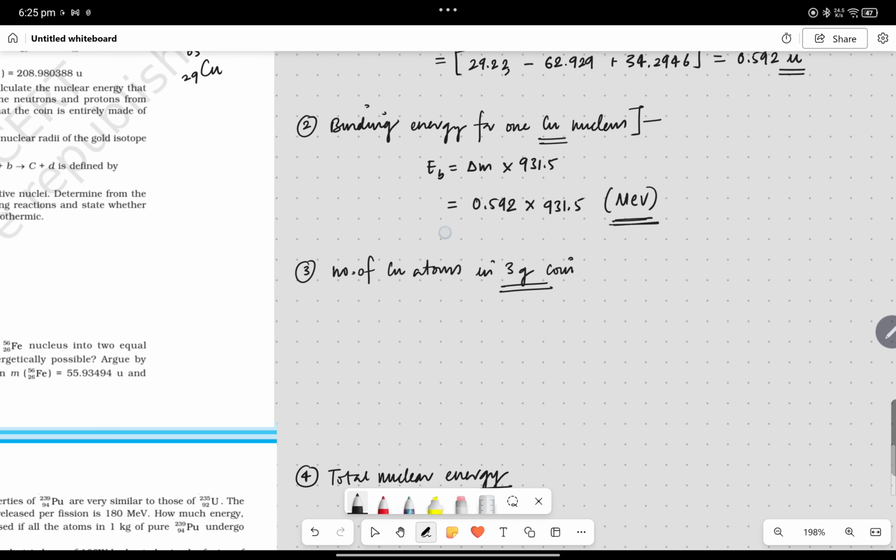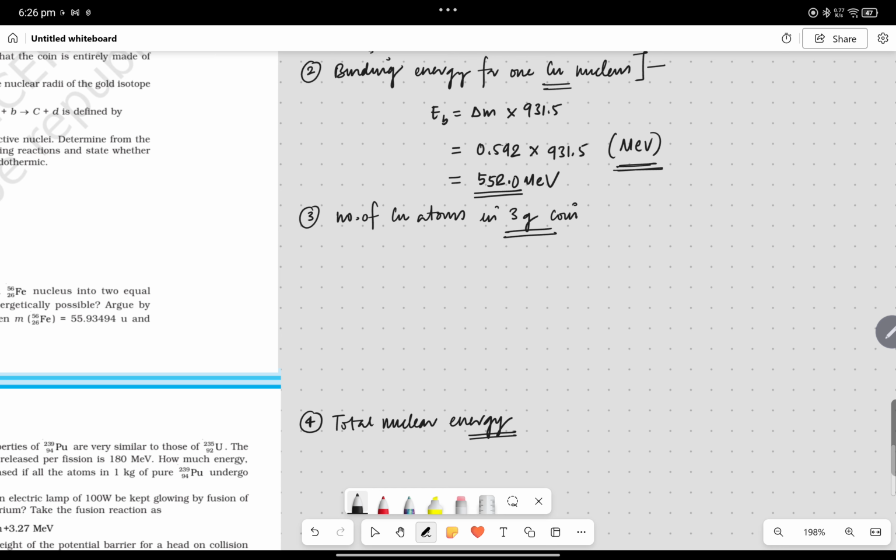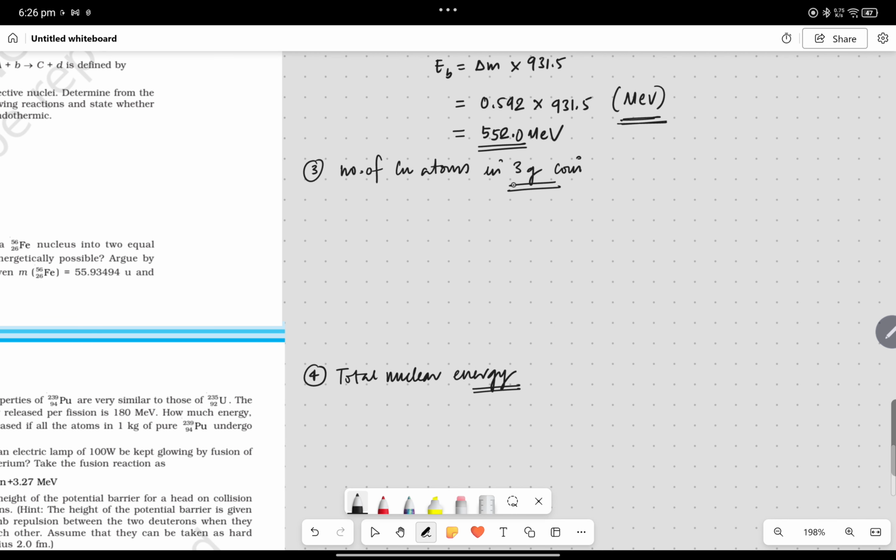Then after calculating this, the binding energy for one Cu atom is equal to 0.592 U, sorry, what am I writing, it is 0.592 multiplied by 931.5, okay? So this value you are going to get is 555.20 mega electron volt, right? 55.552 mega electron volt, okay? Then after that you are going to get this value for 3 gram of coin.